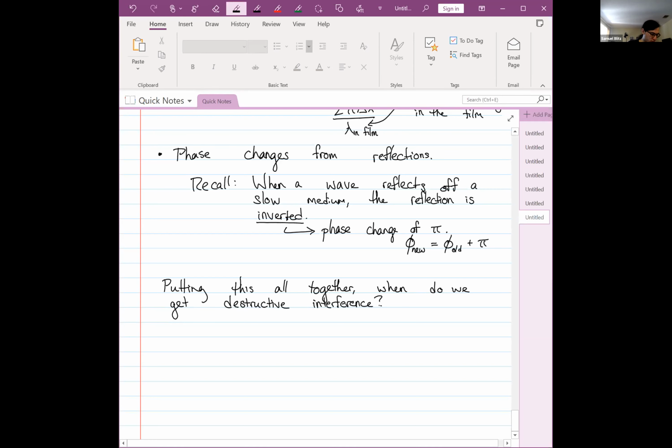So to get destructive interference, we need that delta phi, the total phase difference, is equal to an odd integer multiple of pi. So this would be pi, 3 pi, 5 pi, and so on. And so that means we need that 2 pi delta x over lambda in the film plus delta phi is equal to (2n plus 1) times pi, where n is just some integer again: -2, -1, 0, 1, 2, and so on.